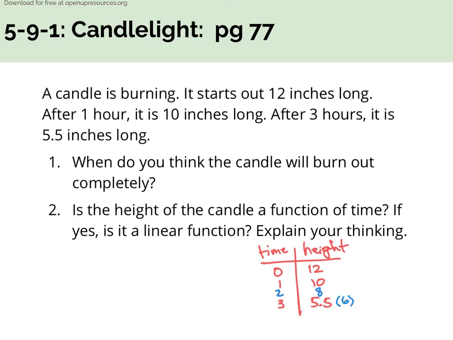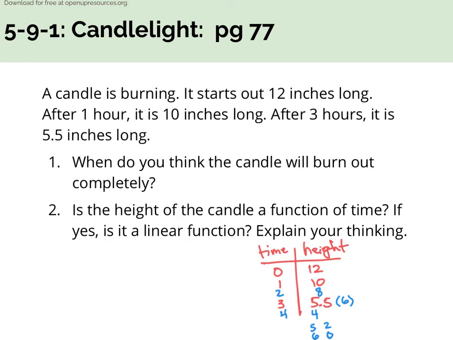If we keep on doing this, we can figure out when it's actually going to burn out. So at 4, it's going to be about 4. And then at 5, it's going to be 2. And at 6, it's going to be 0. So when will it burn out? Somewhere between 5 and 6 hours is when this candle is going to burn out.